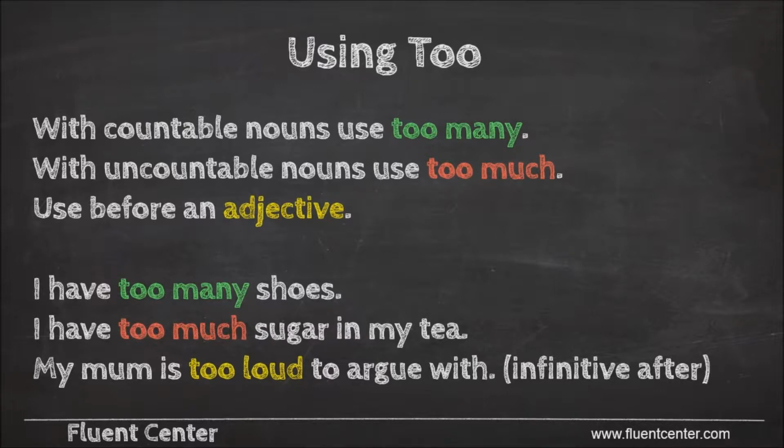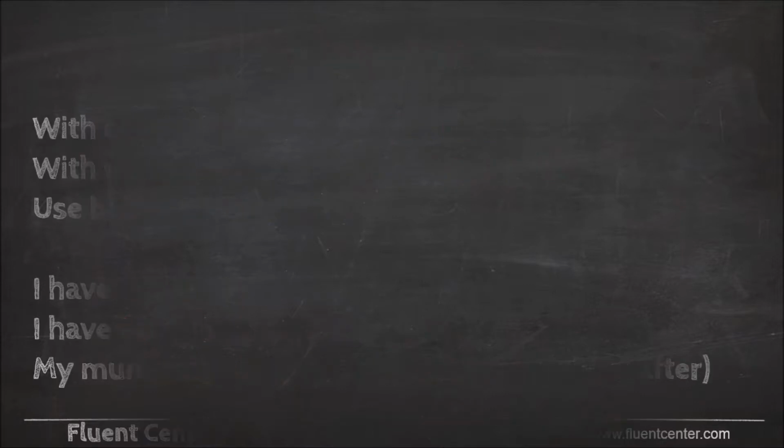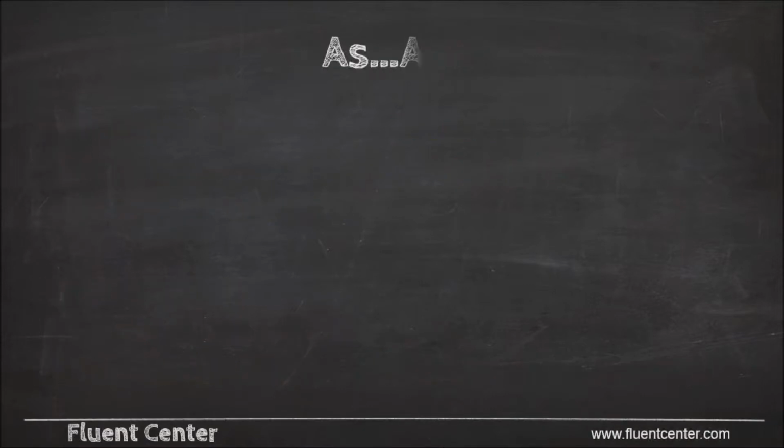After using too, similar to when using enough, we are going to use an infinitive if you create your sentence in this way. So, my mum is too loud to argue with. To argue is my infinitive. The last thing we are going to look at is as.